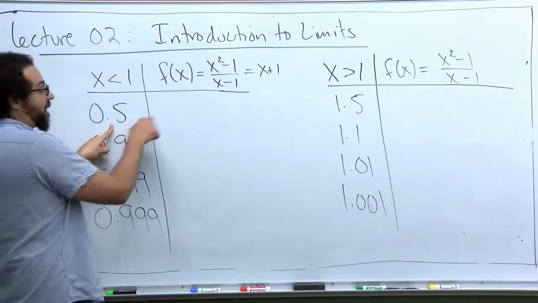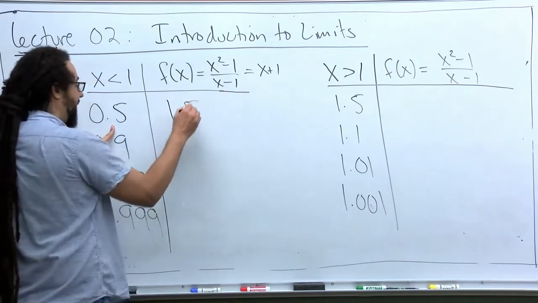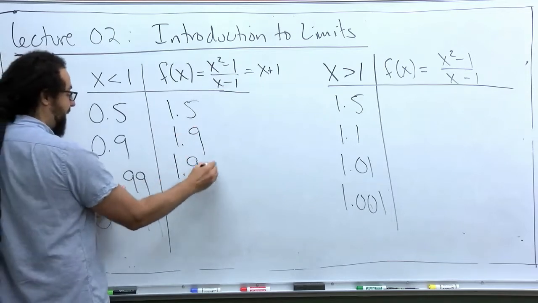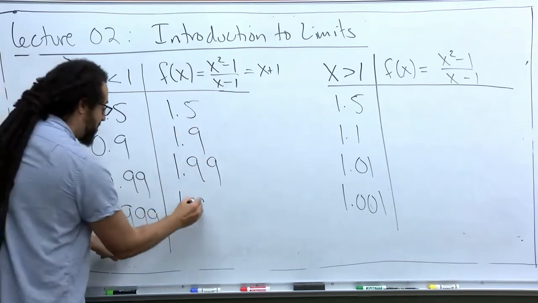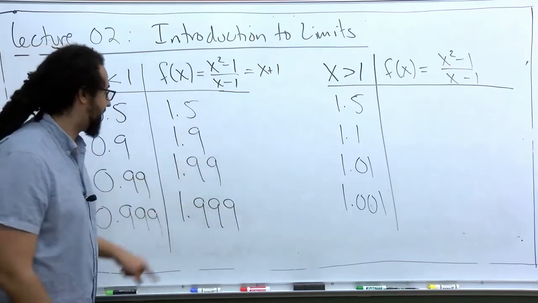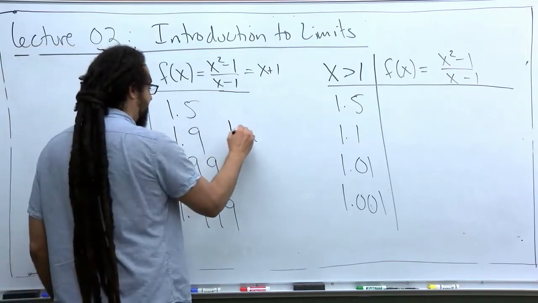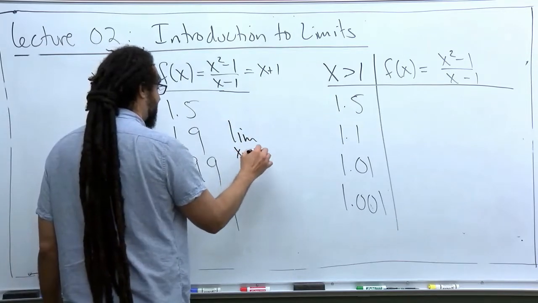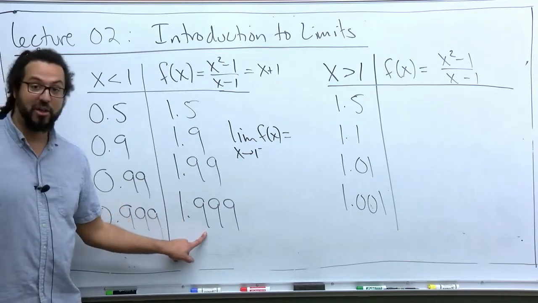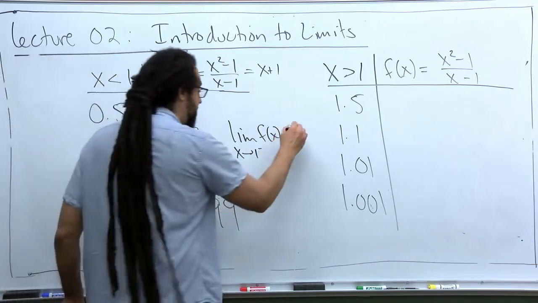So when I plug in 0.5, I get 1.5. Here I get 1.9. Here I get 1.99. And then finally 1.999. So it looks like the left-hand limit, the limit as x approaches 1 from the left, looks like we are getting closer and closer to the number 2.